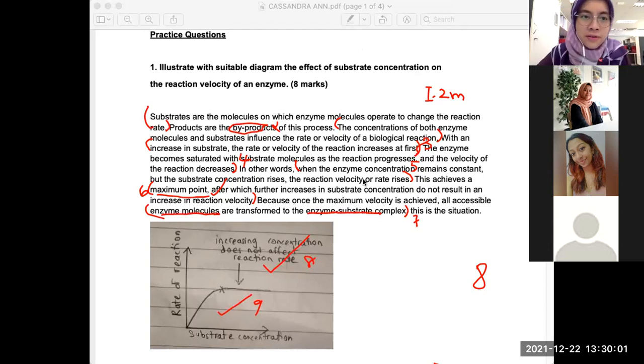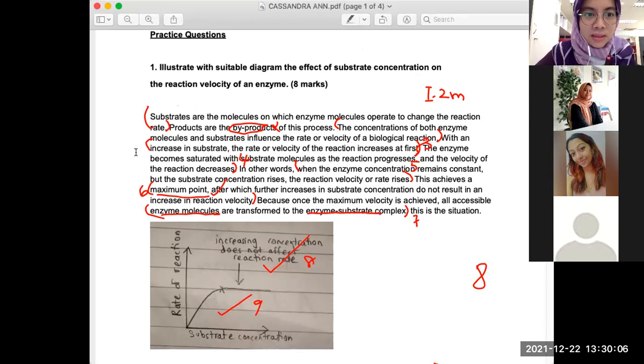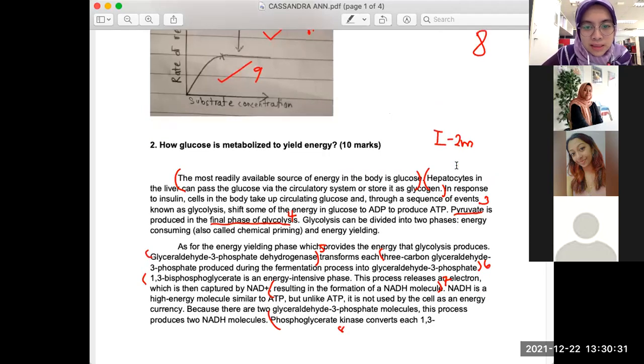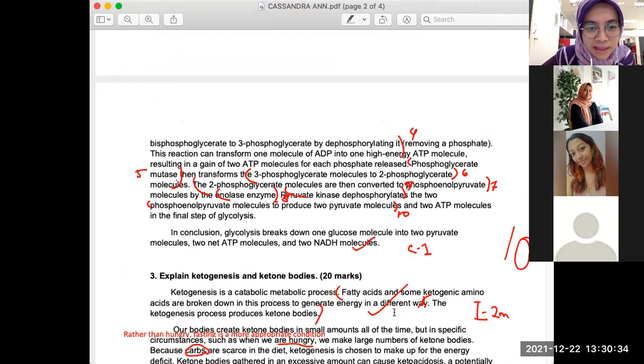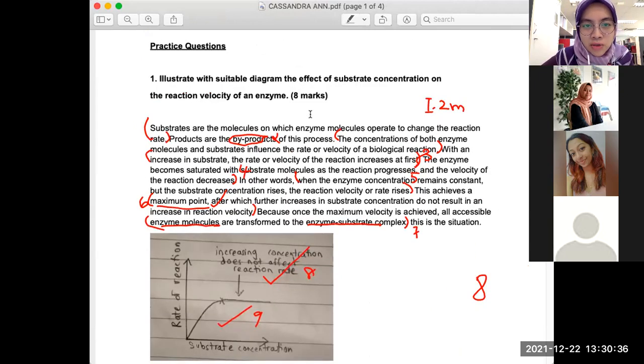Okay, so for the first question, as I mentioned just now, for essay questions, only chapter 7 and 14 would be there. What I want you to look into in this example is the question: illustrate with a suitable diagram the effect of substrate concentration on the reaction velocity of an enzyme. I just simplified the marks for each question, but for your exams, the total marks for each question is 25 marks.